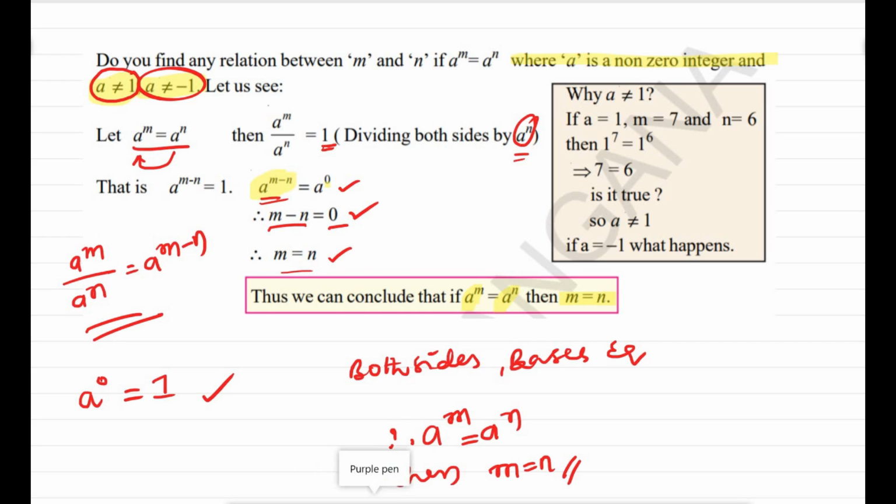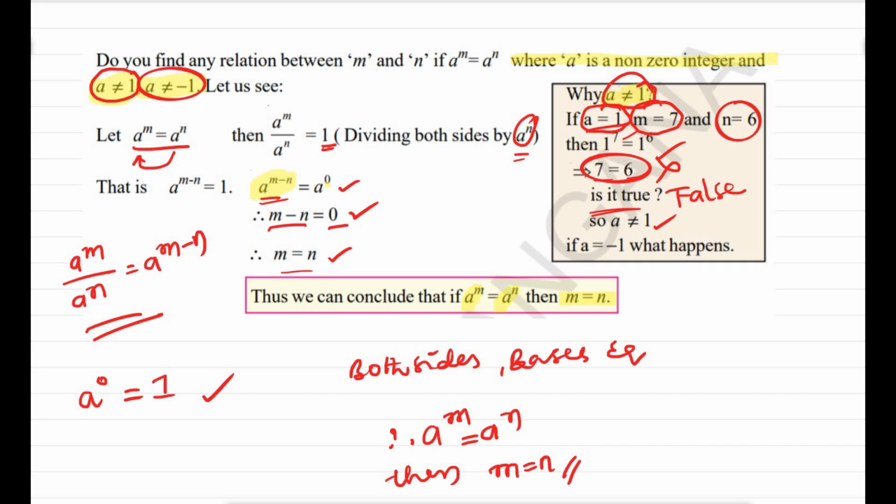Here I would like to ask why a should not be equal to 1. If a is equal to 1, then what happens? Take one example by taking a equal to 1, say m is equal to 7 and n is equal to 6. Substitute: 1 power 7 is equal to 1 power 6. So 7 is equal to 6. This is absolutely a wrong statement. Is this true? No, this is a false statement. That's why a should not be equal to 1.